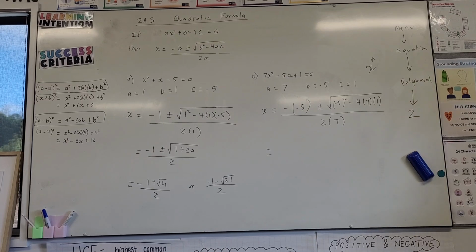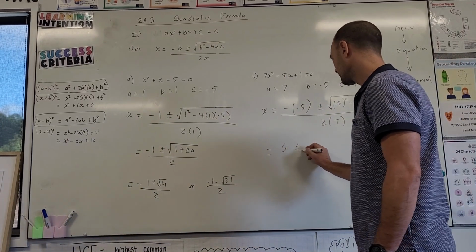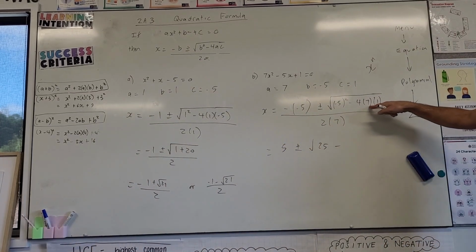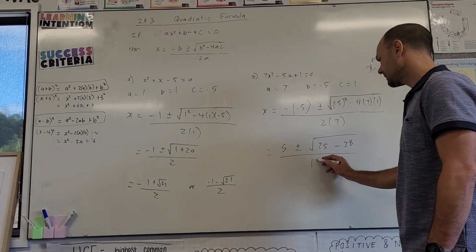All right, so sub it in. Let's process it a bit. We'll have positive 25, take. Now here, 4 times 7 times 1 will be 28. All on 14.